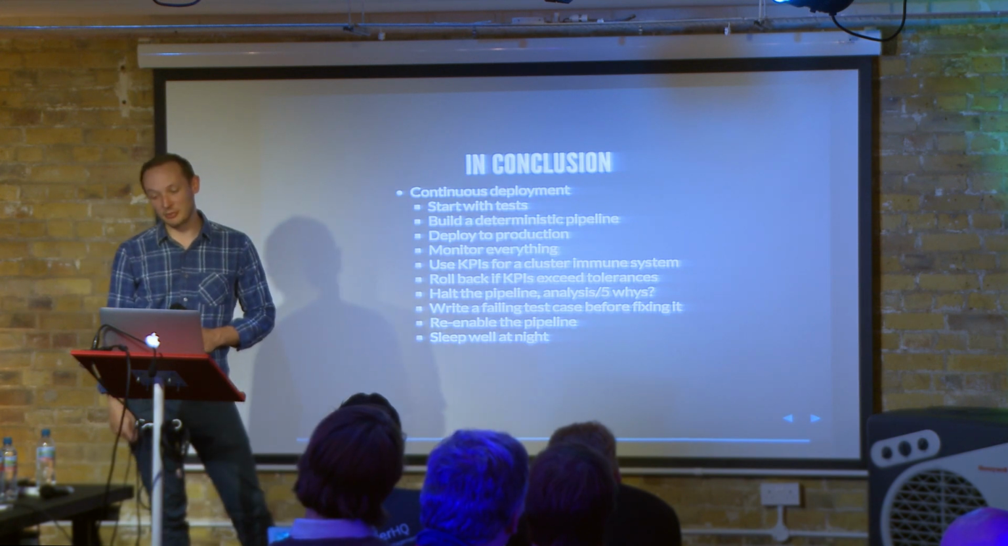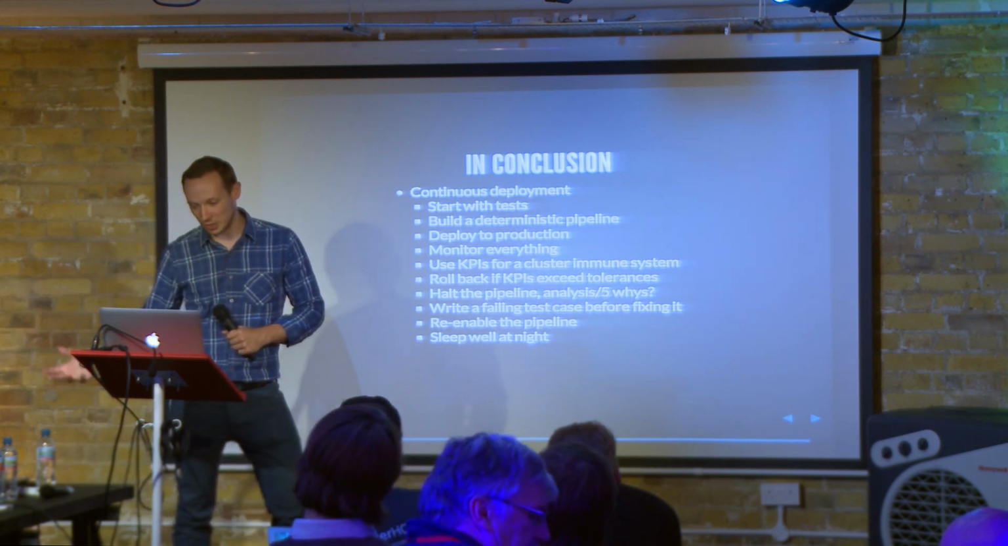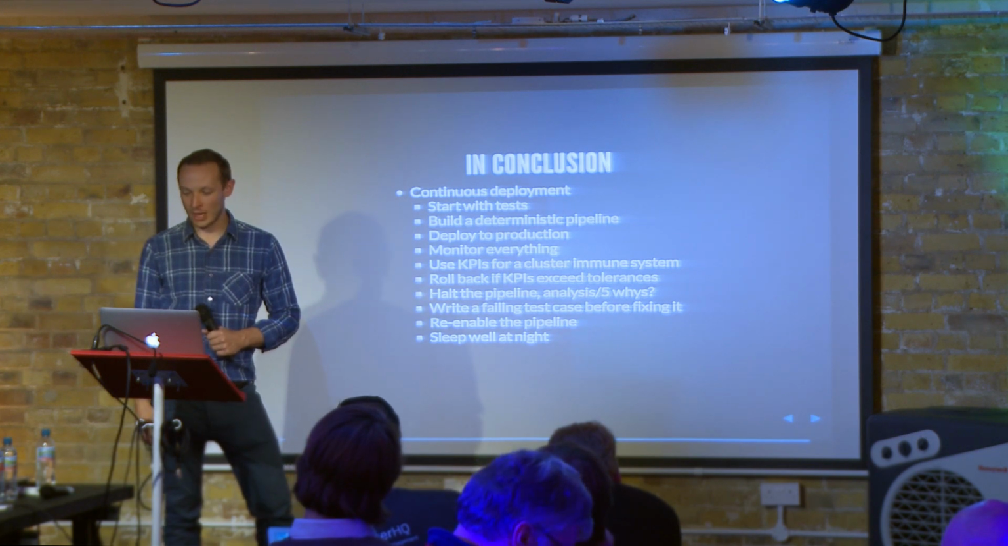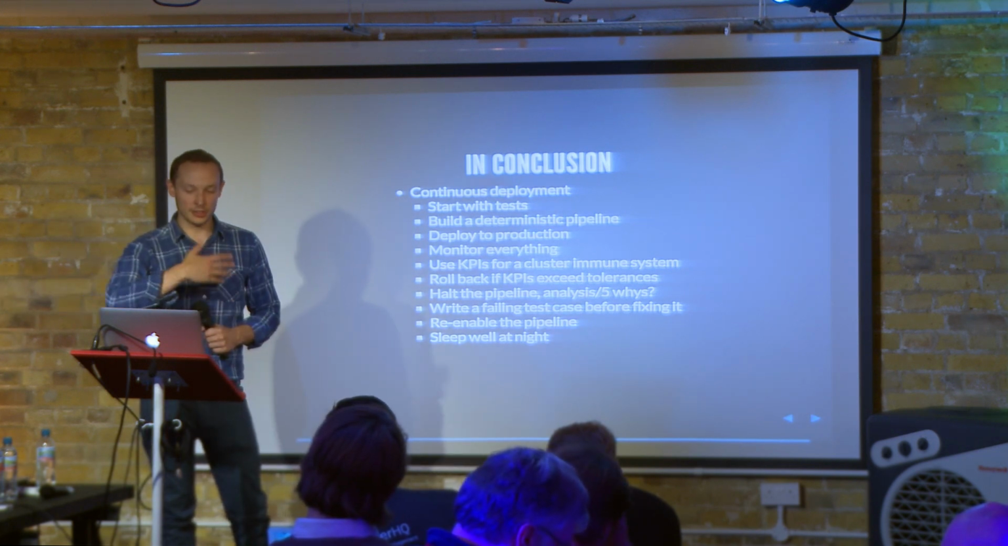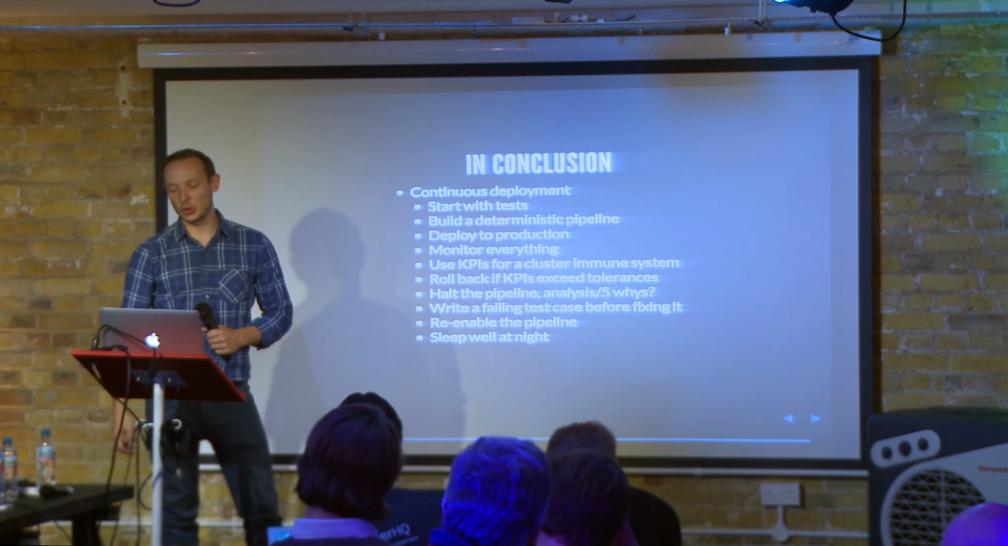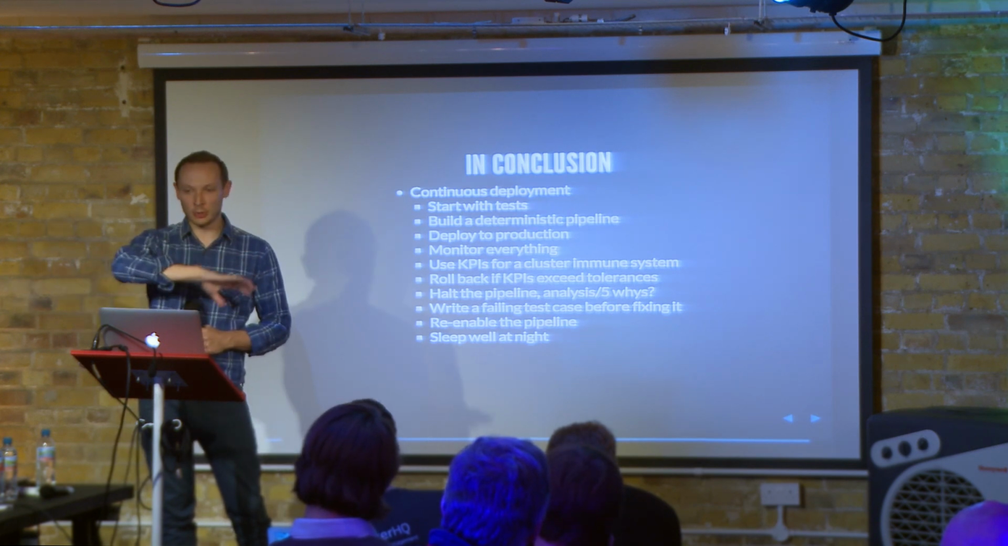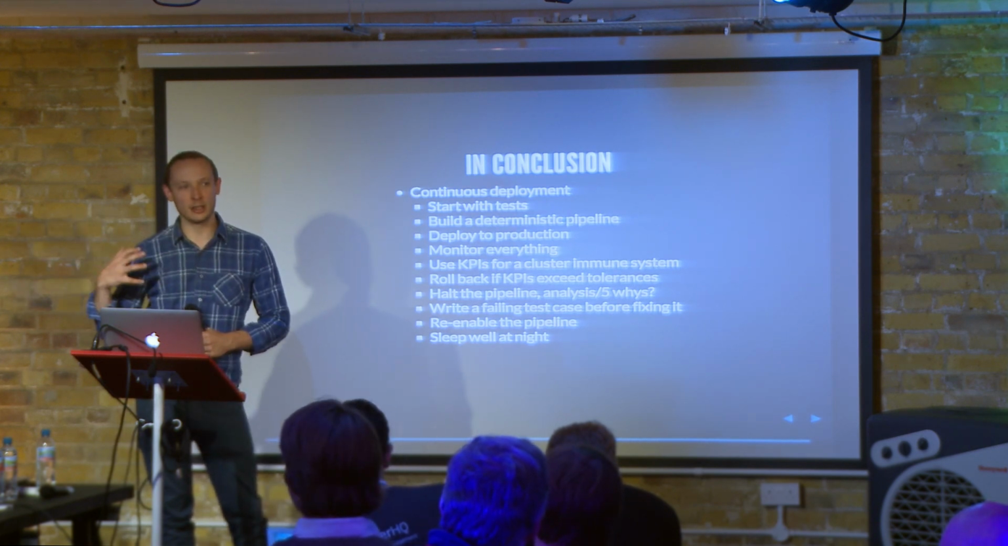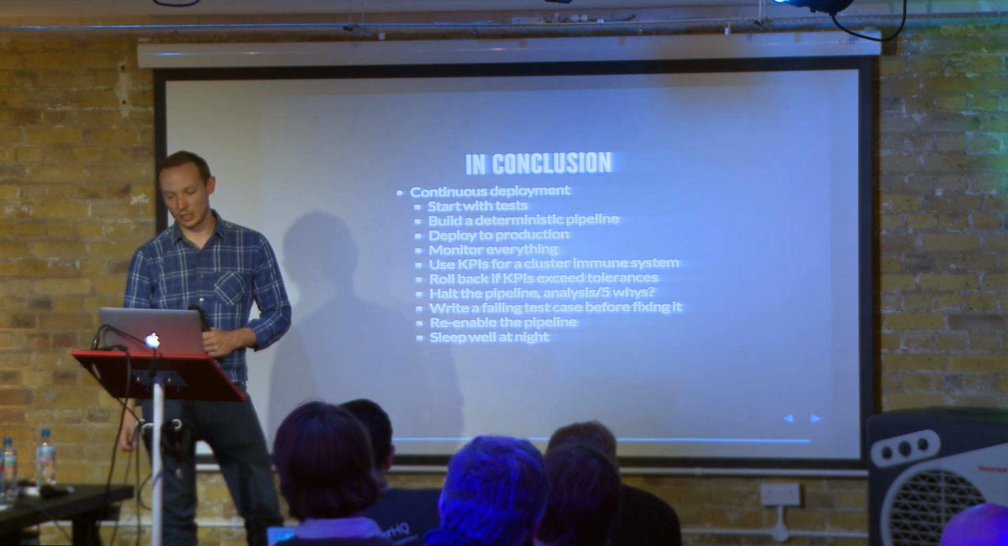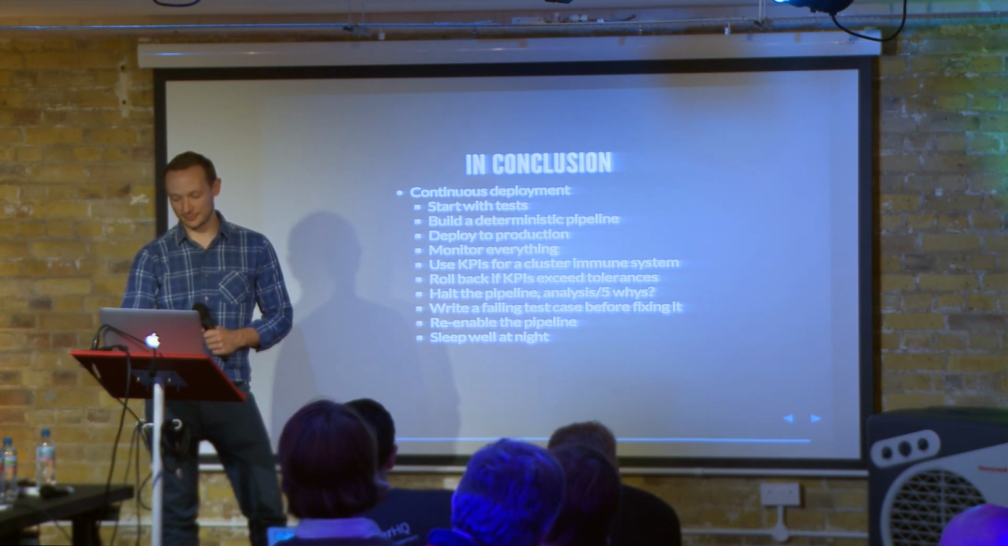Write a failing test case before fixing it. It stands to reason, it's standard testing practice. And then at this point, with the failed pipeline, you can re-enable it and know that you've covered everything that you can possibly contractually oblige the system to do for you, and sleep well at night.